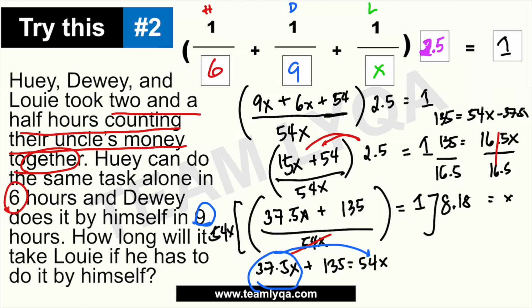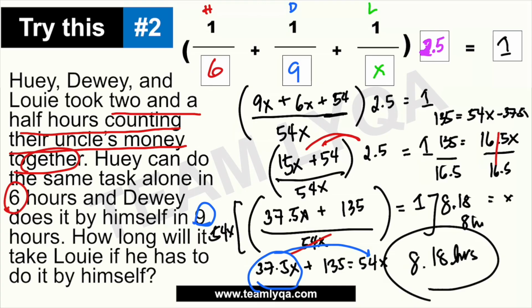Okay? So, ang sagot, that would be 8.18 hours pag mag-isa si Louie. Okay? Now, again, if you want na maging minutes siya, yung repeating number na 0.18, i-multiply lang natin sa 60. So, that is going to give us 8 hours and siguro 10.9 kasi, 10.9 minutes or 11 minutes.